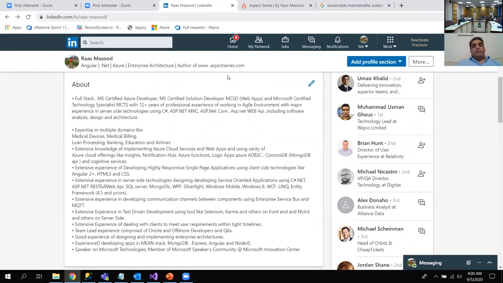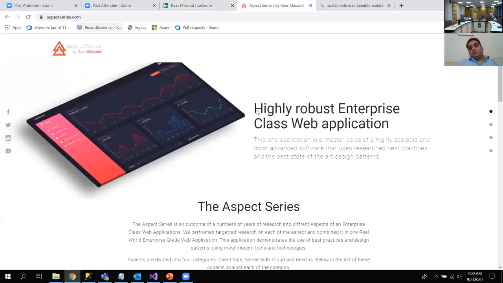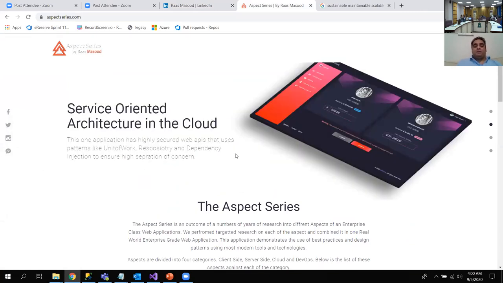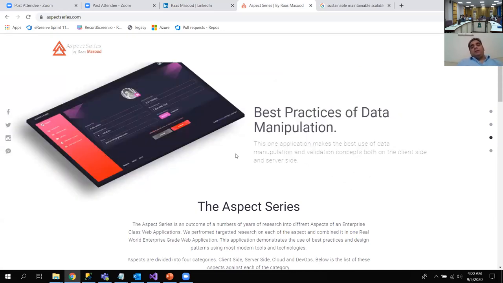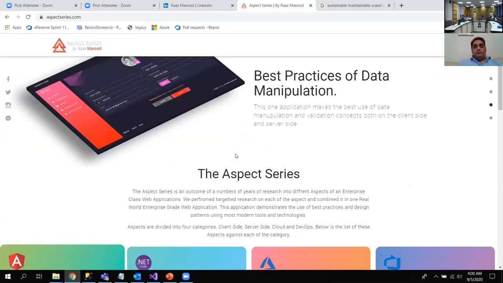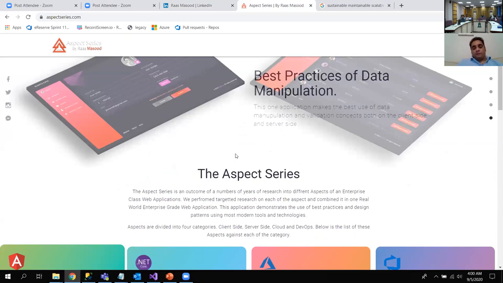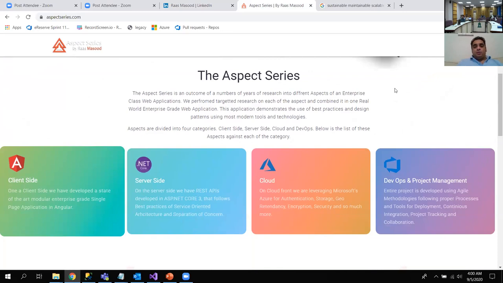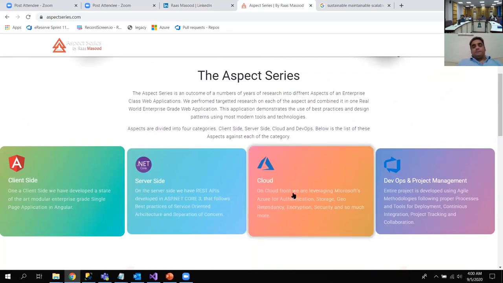As a result, I have this website, which I called aspectseries.com. The reason I call it that is that it explains different aspects of an enterprise grade web application. And it's not just explaining; there is a practically running web application behind it, which was the result of this research. So I divided this research into four categories.